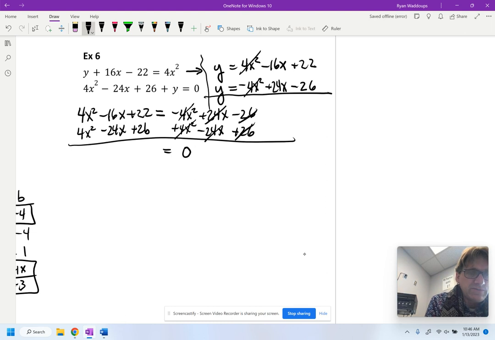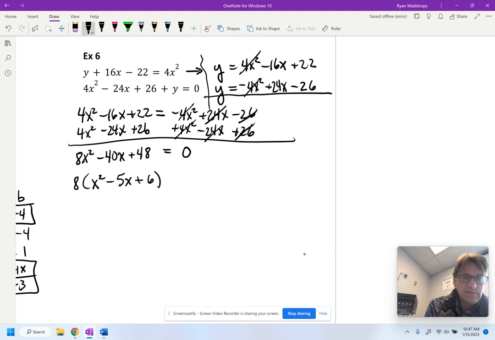So now I've got 4x squared plus 4x squared is 8x squared. And the minus 16x and minus 24x would be minus 40x. And 22 plus 26 would be 48. And I notice 8, 40, and 48 are all multiples of 8. So I'm going to factor out an 8. And that gives me x squared minus 5x plus 6 equals 0.